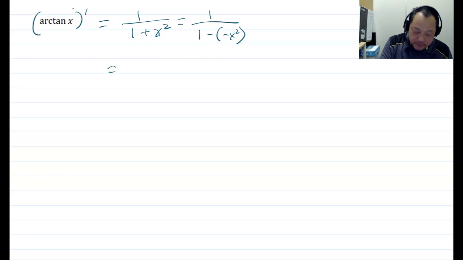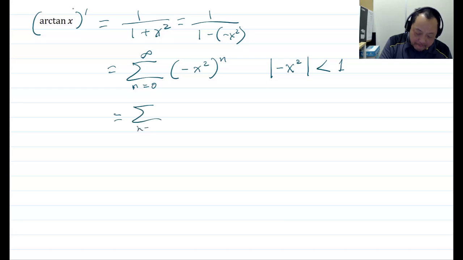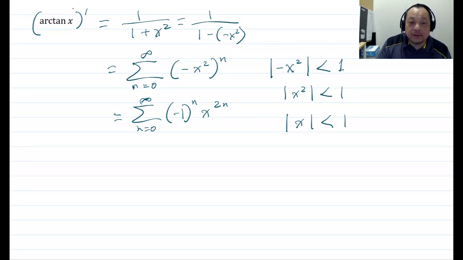In geometric series form, it is the sum of (negative x squared) to the nth, where the convergence radius is: absolute value of negative x squared is less than 1. I'm going to work out the algebra here. And absolute value of negative x squared less than 1 is the same as absolute value of x squared less than 1. Then I take the square root of both sides. I have absolute value of x is less than 1. And this is a derivative of arctan x.